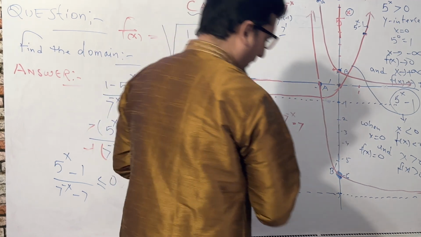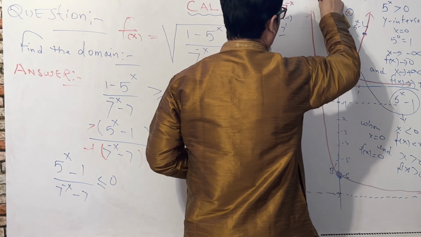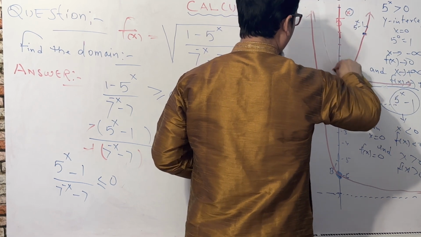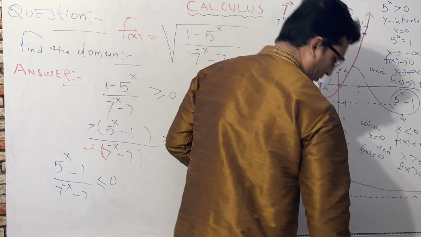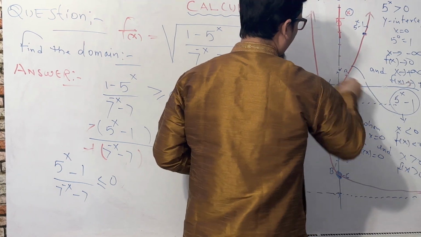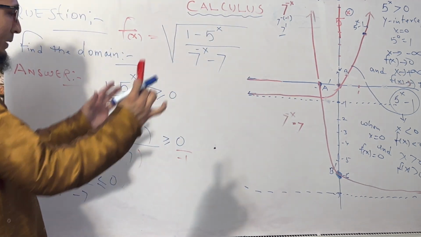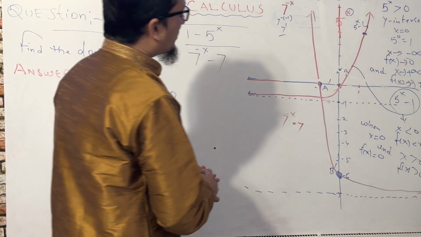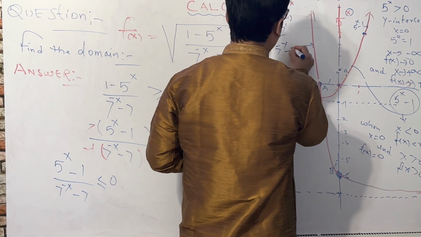Okay, and another I'm going to erase this part, right? You can say this one. So you can say we draw this one. Okay, I'm just going to make two individual graphs in one plane, right? 5 power x minus 1 and 7 power minus x minus 7. Okay, so you can see this is the graph of what? 7 power minus x minus 7.